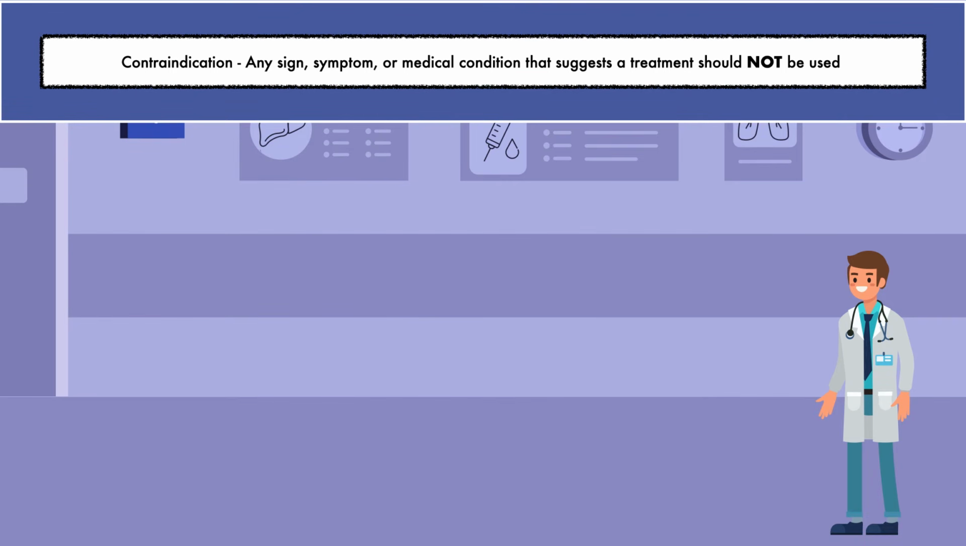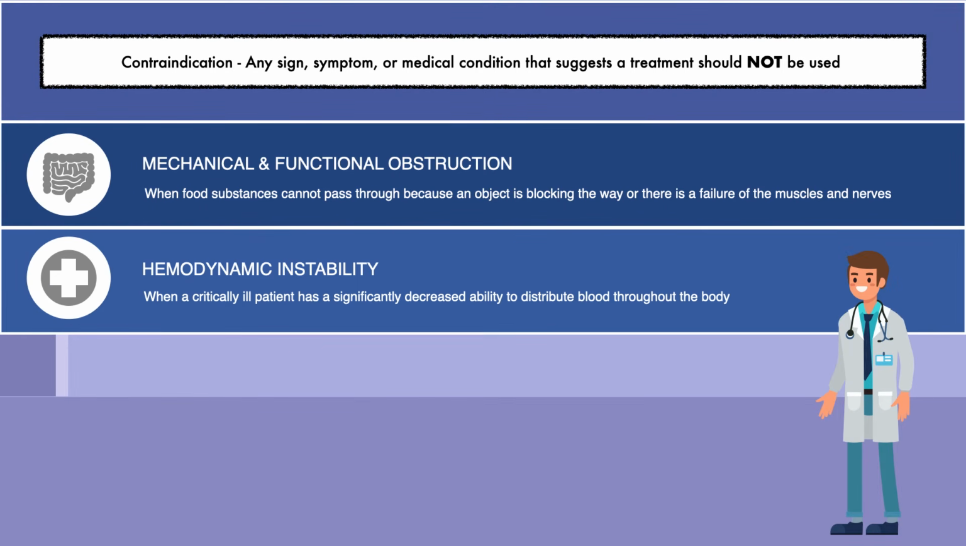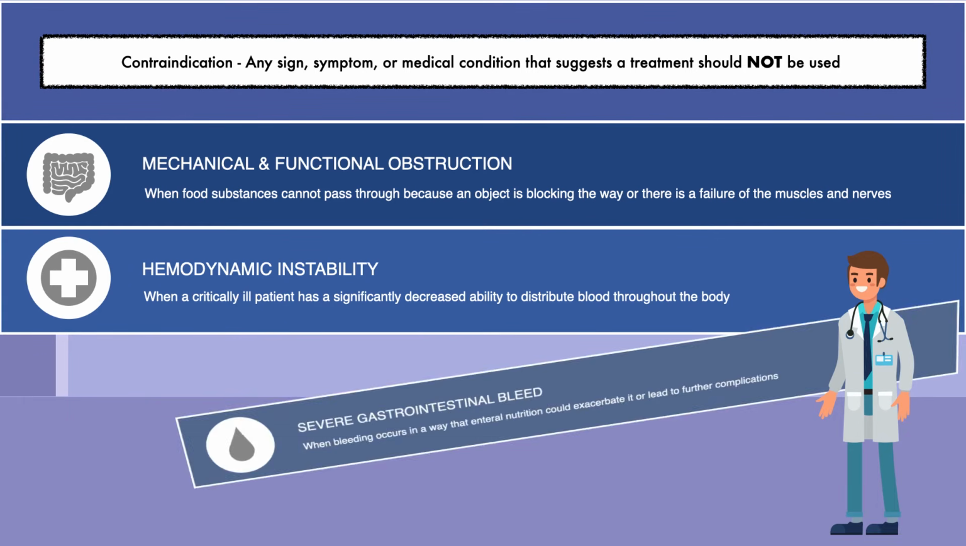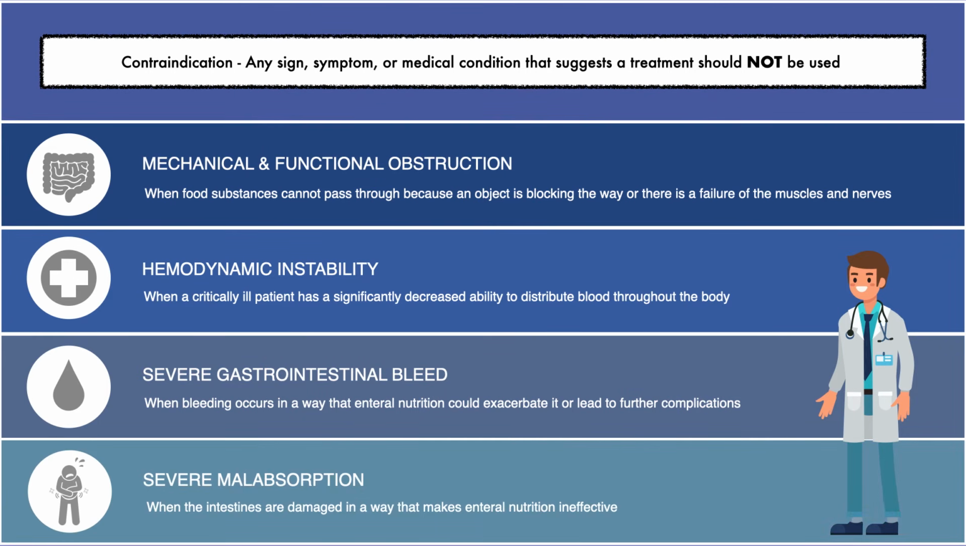They are mechanical and functional obstruction, when food substances cannot pass through because an object is blocking the way or there is a failure of the muscles and nerves. Hemodynamic instability, when a critically ill patient has a significantly decreased ability to distribute blood throughout the body. Severe gastrointestinal bleed, when bleeding occurs in a way that enteral nutrition could exacerbate it or lead to further complications. And severe malabsorption, when the intestines are damaged in a way that makes enteral nutrition ineffective.